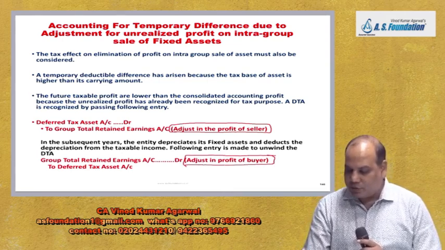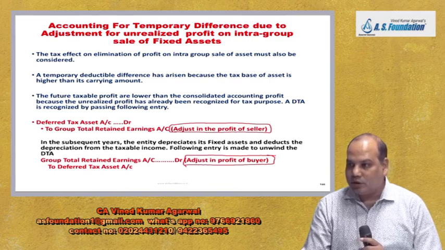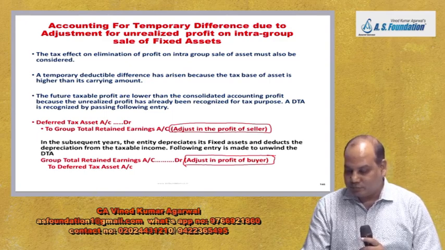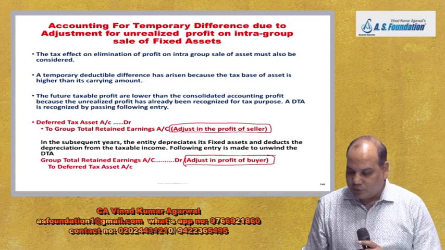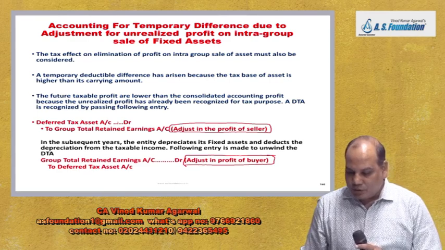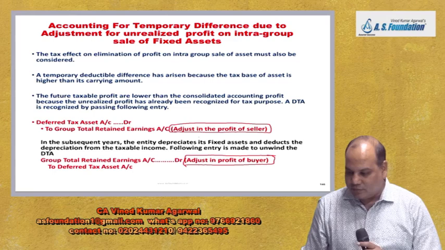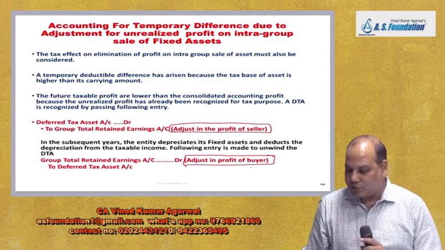Who is providing depreciation? The buyer. The buyer is charging more depreciation. Okay. So adjust in the profit of the buyer to deferred tax asset account. So deferred tax asset will be created in the books of the seller, and the effect of that depreciation will be adjusted in the books of the buyer.